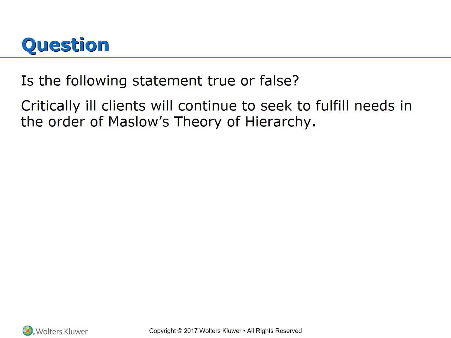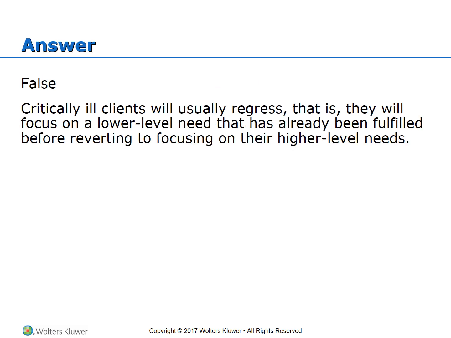So I want you to know what the definition of regression is, and just remember those two examples that were given. So question: critically ill clients will continue to seek to fulfill needs in the order of Maslow's theory of hierarchy. True or false? That is false, because critically ill patients will usually regress, and that is they will focus on a lower level need that has already been fulfilled before they revert to focusing on their higher level needs.